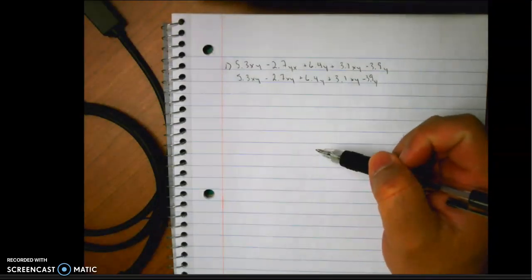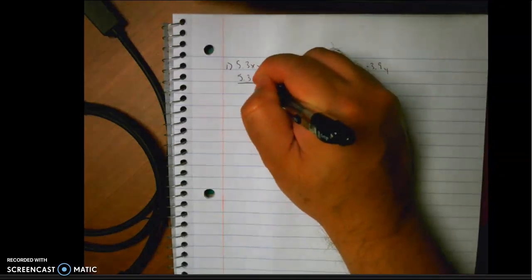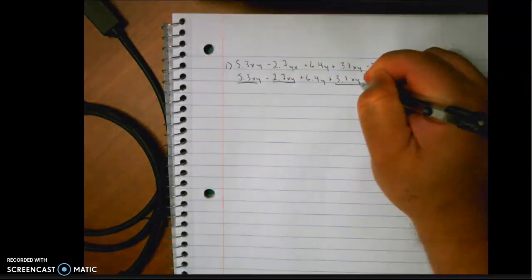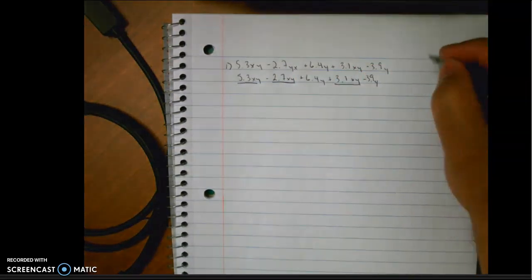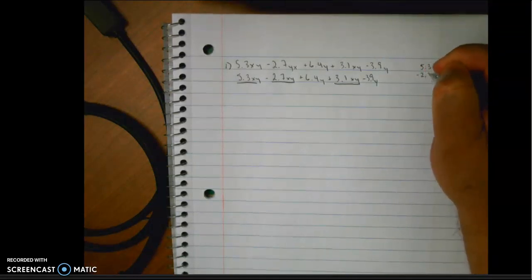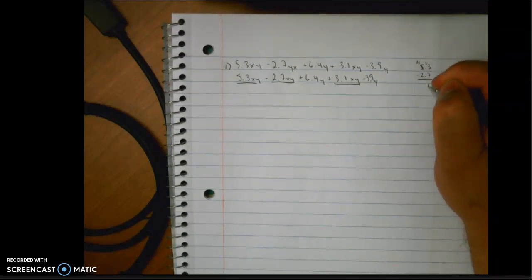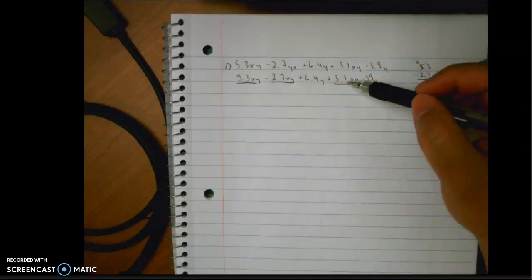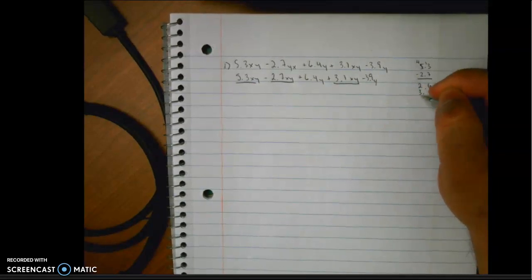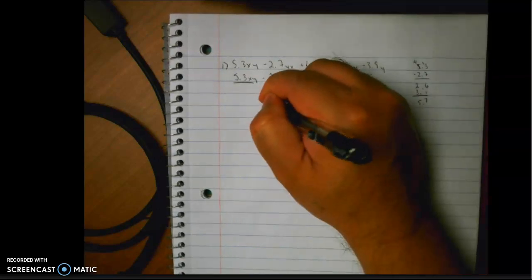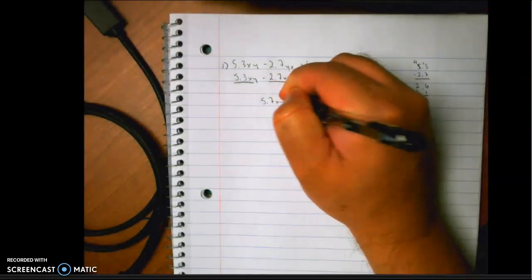Now I'm going to look for my like terms. First I'll look for xy. So I have an xy here, I have an xy here, and I have an xy here. So I have a 5.3 minus a 2.7. So that gives me a 2.6, and then plus a 3.1. So that gives me a 5.7xy.